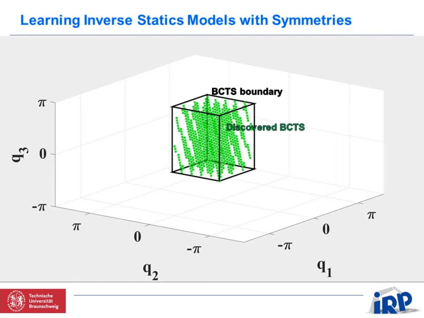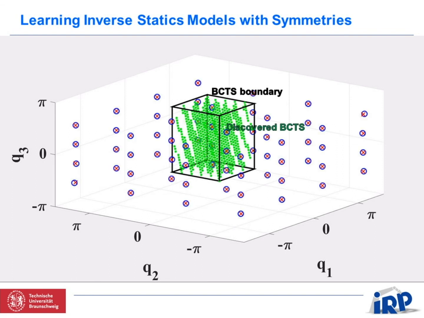Thus, training is restricted to the green samples in the BCTS, and the total number of required samples is reduced drastically. Still, the inverse statics mapping can be learned with high accuracy for the entire configuration space, as indicated by the small deviations between targets and real configurations.